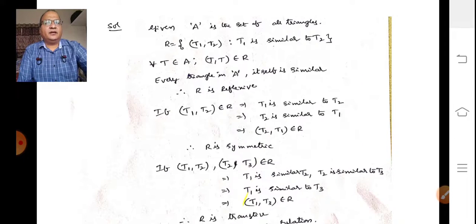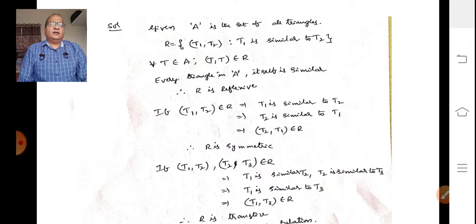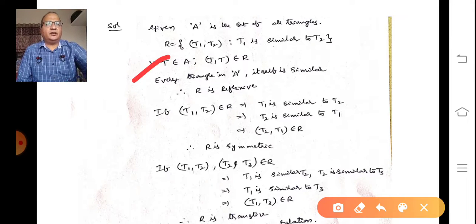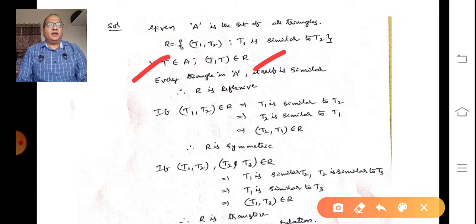See here, given A is the set of all triangles and the relation is what? R is the set of (T1, T2) such that T1 is similar to T2. So we know every triangle is similar to itself. Therefore, for all T belonging to A, (T, T) belongs to R. Therefore, every triangle in A is similar to itself. Therefore, R is reflexive.